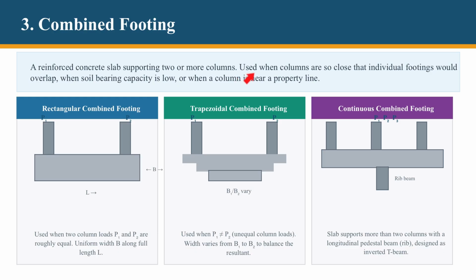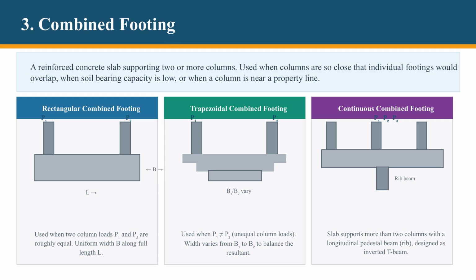Here, we actually use a combined footing when either the bearing capacity of the soil is low or when the columns are very close to each other or near to the property line. Now what does this property line mean? If you cannot extend your construction beyond that particular line, you have to reduce the stress level by increasing the area of footing, and hence you increase the area of footing by providing combined footings here.